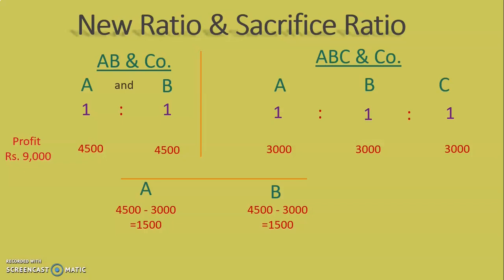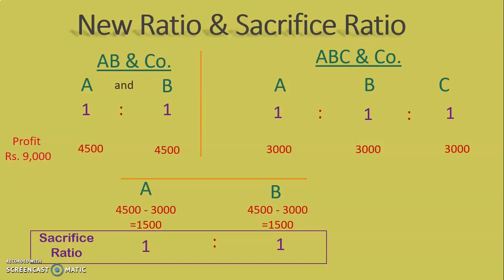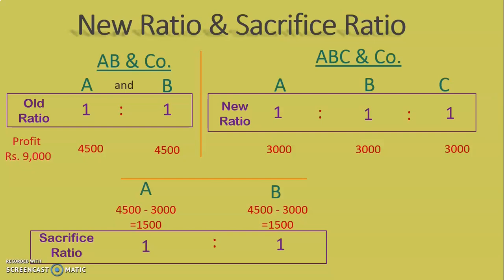This sacrifice is in the ratio of 1:1. The ratio in which the old partners have sacrificed their share in the profit to give a share to the new partner is termed as sacrifice ratio. And the ratio in which the old partners were sharing their profit and losses earlier was their old ratio, and the ratio in which all the three partners will now share their profits is the new ratio. Now, sometimes in the question, all these three ratios will not be given. You may have to calculate the new ratio or the sacrifice ratio.